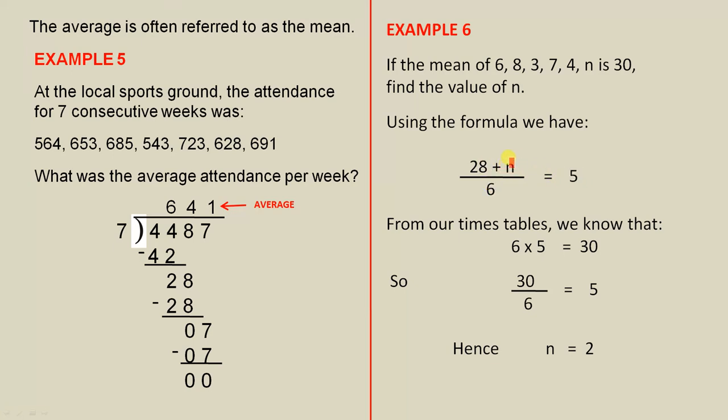So what does n have to be so that the number up here is 30? Well, it obviously has to be 2, because 28 plus 2 gives you 30. Hence, n equals 2.